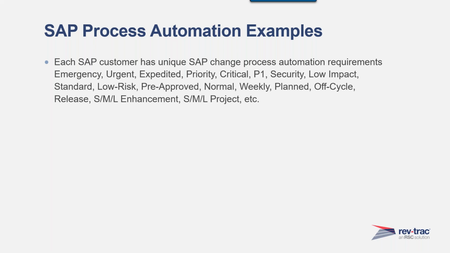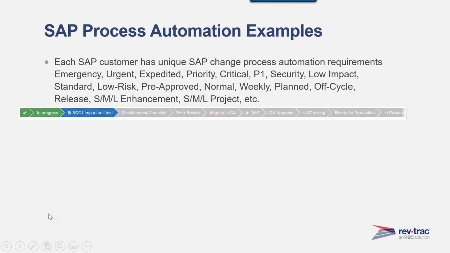Then everybody has their normal or weekly or planned, whatever you might call them, changes that you're moving in on a consistent basis that everyone's sort of aligned to. But even those have some off-cycle ones that say, oh, it's part of the weekly, but it needs to be moved outside the normal window. So Rev-Trac can identify those things. People might operate in releases or small, medium, large enhancements, small, medium, large projects.